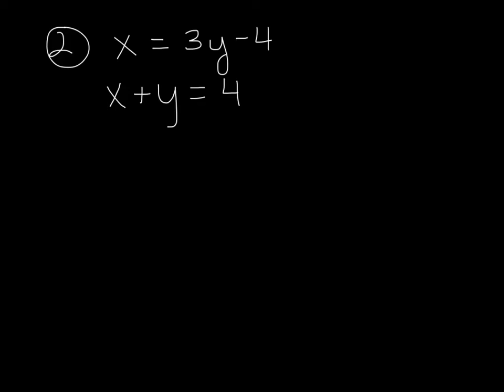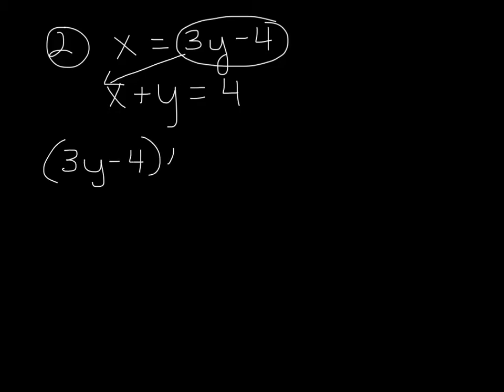So we're going to substitute 3y minus 4, and since that's equal to x, we're going to substitute it in for x. So that means that the x is going to get replaced with the whole quantity 3y minus 4 plus y, and that plus y is coming from right here, so we can't forget about that, equals 4. So once again, this part right here was our x. Now we just solve this.